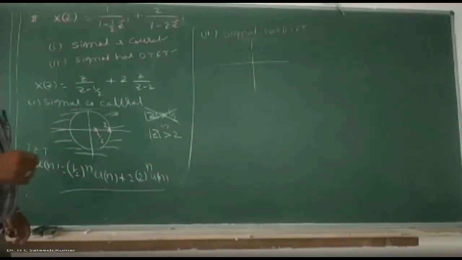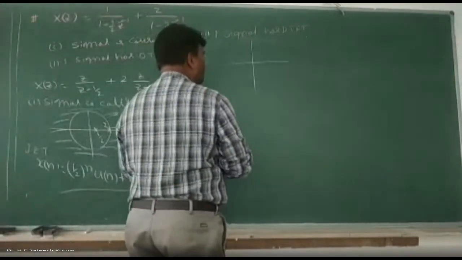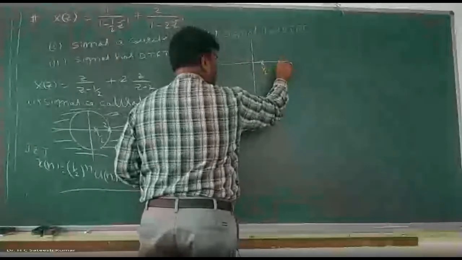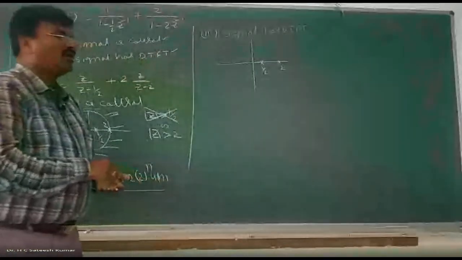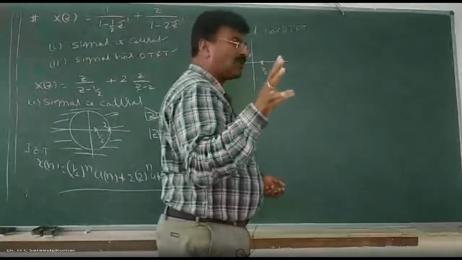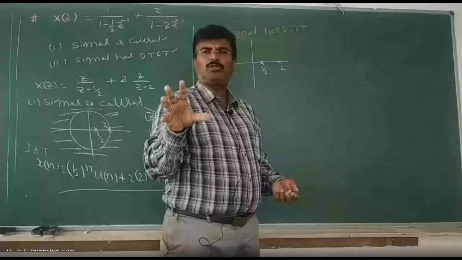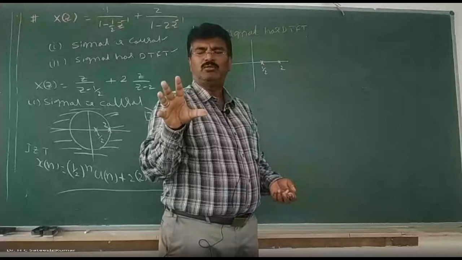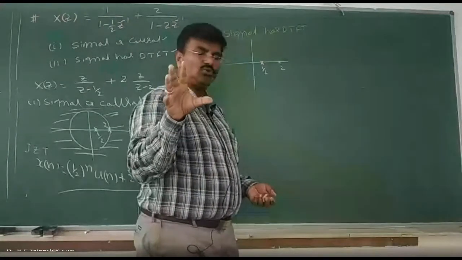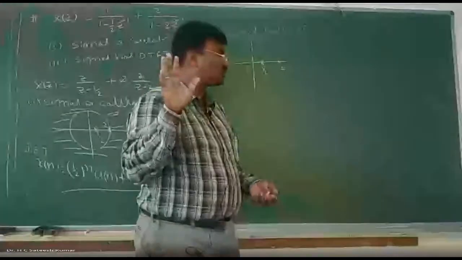Now what should I take as the ROC? Where are the poles? One pole is at half, another pole is at 2. I should take the ROC in such a fashion that the ROC should not include the poles, and the ROC should include the unit circle.